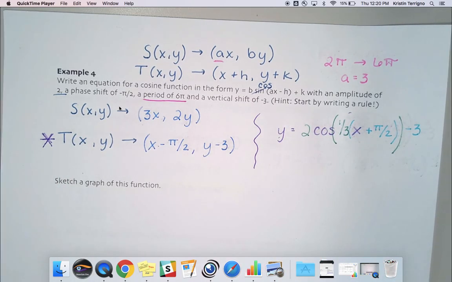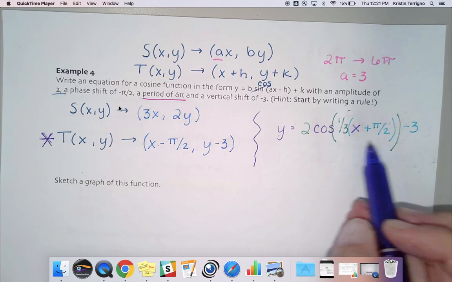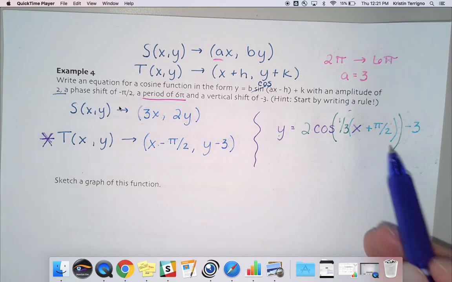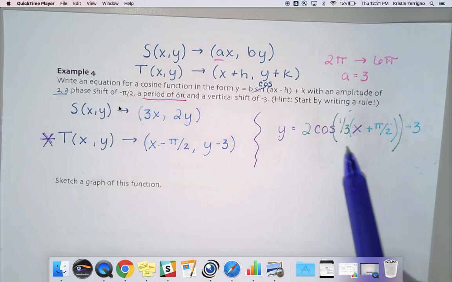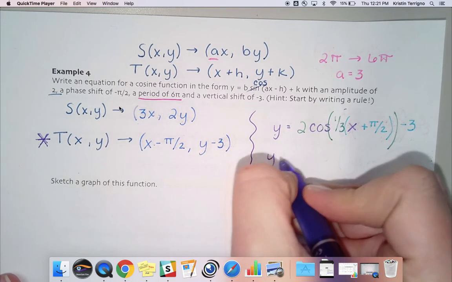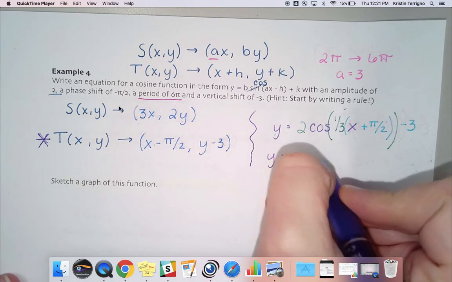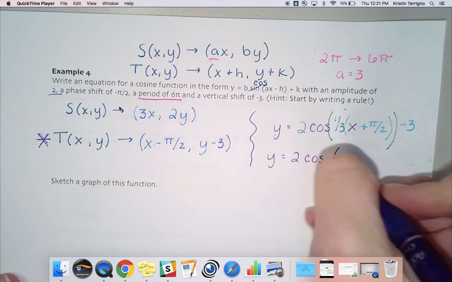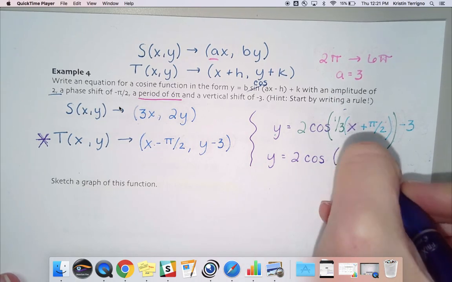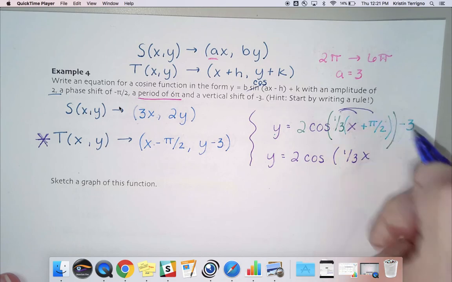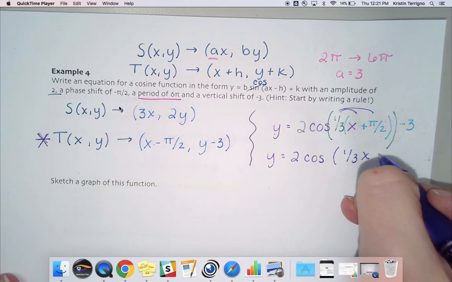The only other thing I might do with this equation is clean this part up in here. Okay, this is exactly how we want it to happen mathematically, but we could make this look nicer, right? So I'm going to make this y equals 2 cosine of 1/3 x. And then if I distribute that 1/3 to the pi over 2, that's really going to give me pi over 6.